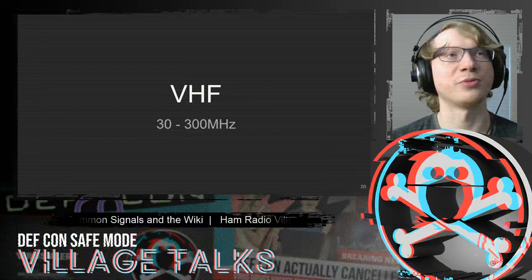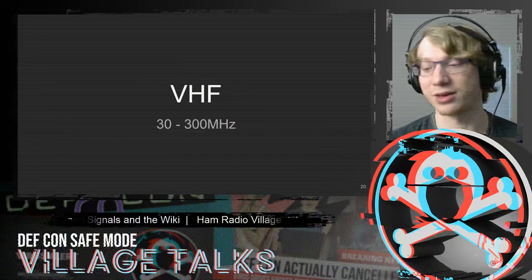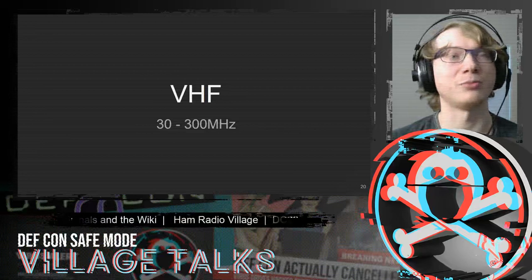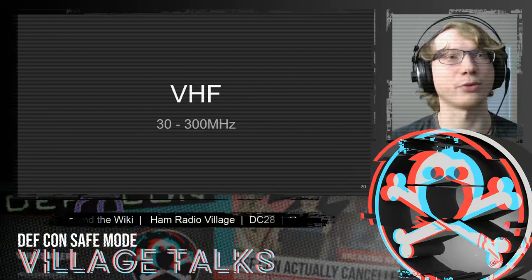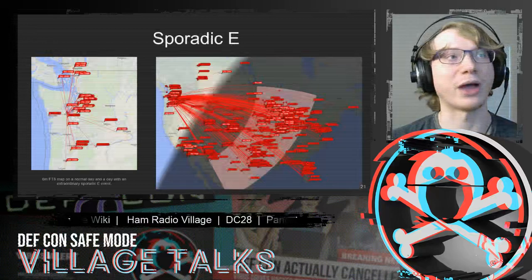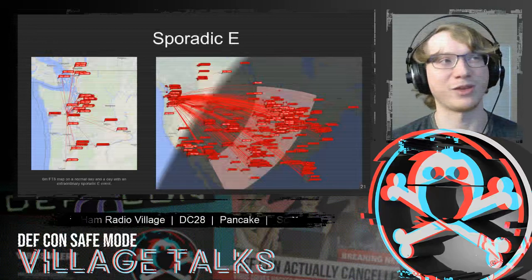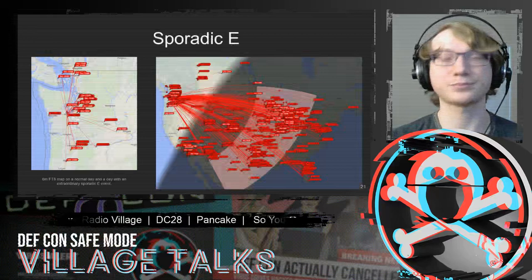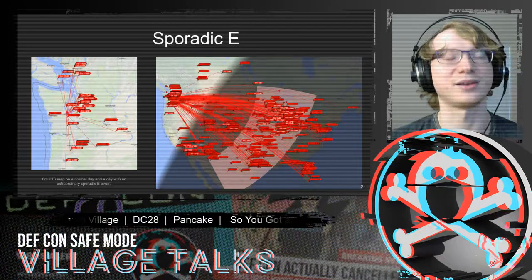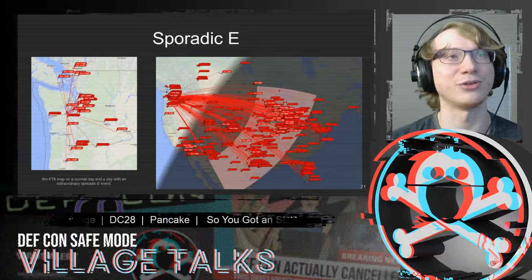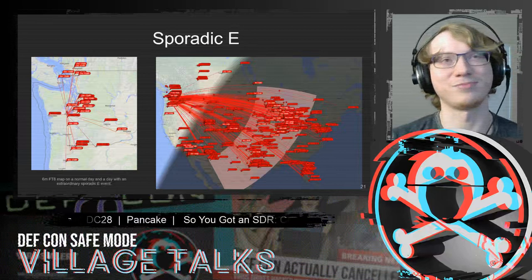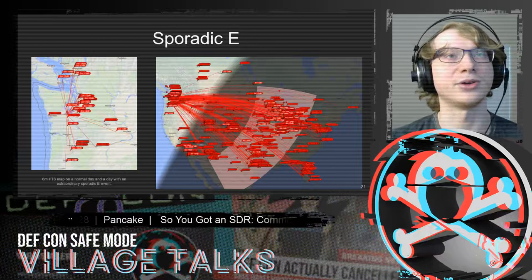And so now we are at VHF, and I'm sort of running slow, but VHF, this is the land of sporadic E. This is what sporadic E can do to a 6-meter signal. The left image is a normal day, and the right image was a fantastic day for 6 meters. But that's just an idea of what sporadic E does.